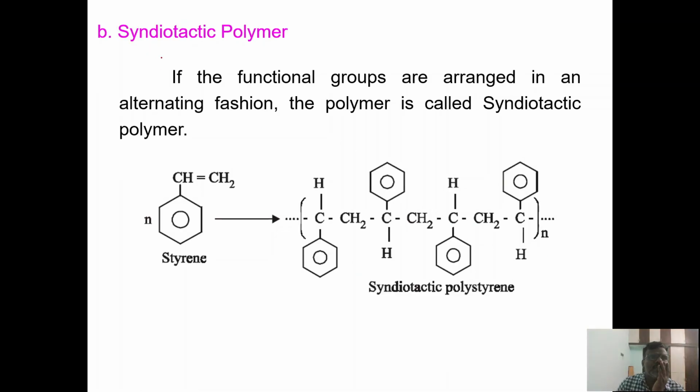Next one is syndiotactic. Syndio is a Greek word, meaning alternative. Okay, alternative. That's very important. So the same styrene, a number of styrene units, you do the reactions. After the reactions, we get the polymer in which, see here, the phenyl group here is at the bottom, here it's at the top. Here at the bottom, here at the top. So this is what we call an alternative position in the polymer backbone. Okay, that is called syndiotactic. Syndio means alternative fashion.